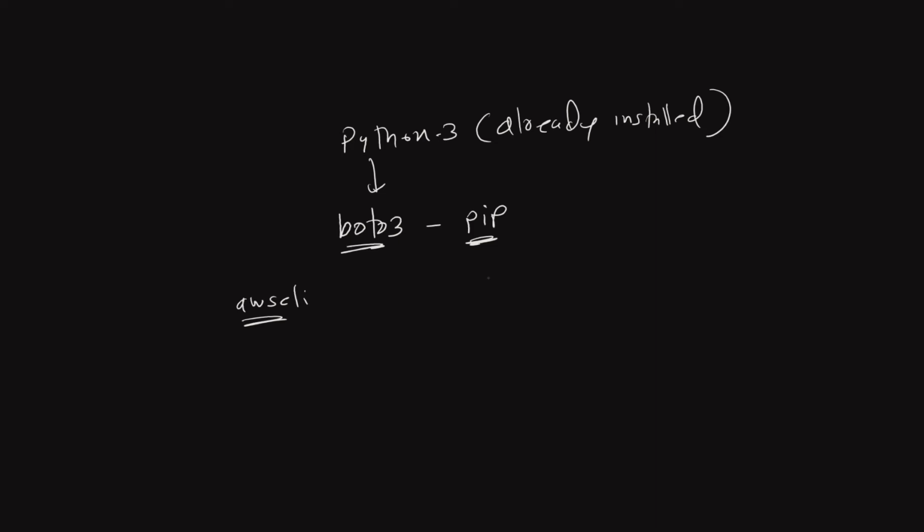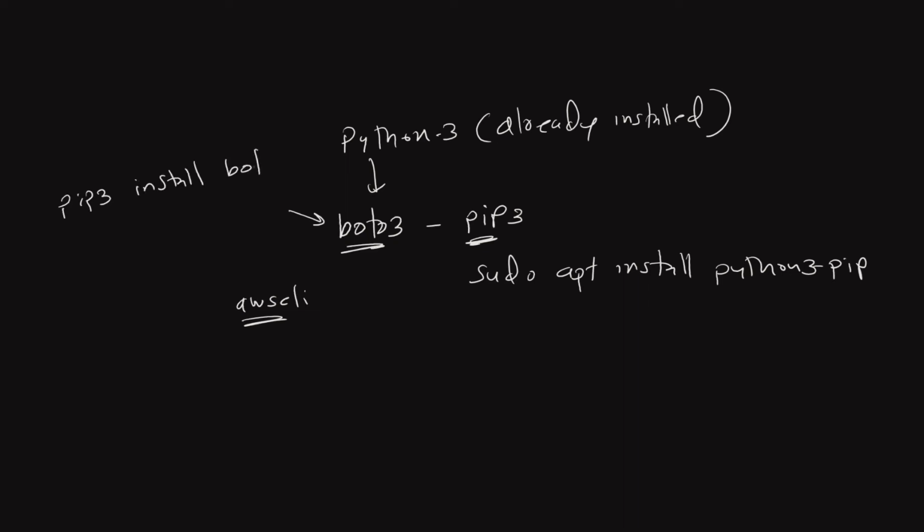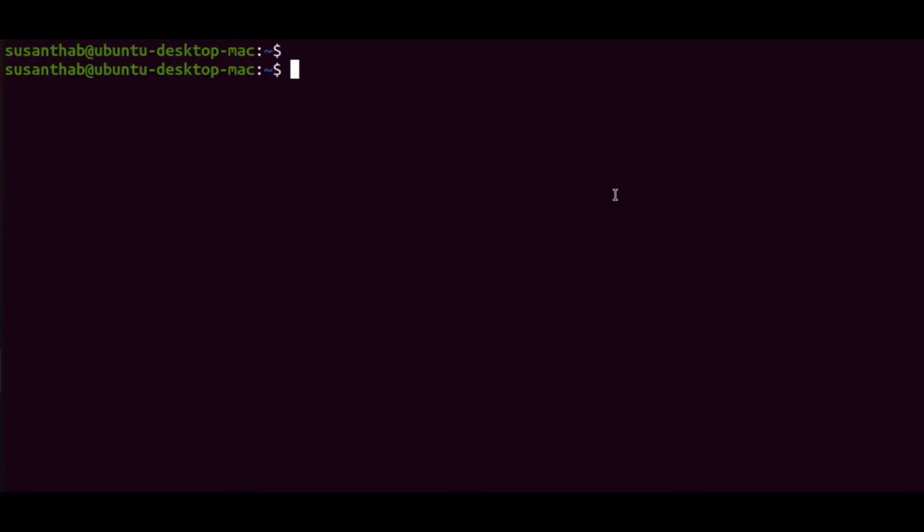To install pip, you can do sudo apt install python3-pip, and this will install pip3. And to install Boto3, you can use pip3 install boto3. To install AWS CLI, you can use sudo apt install awscli. Let's install the software that we need to generate this signed URL. I'm going to use this Ubuntu virtual machine for this demo.